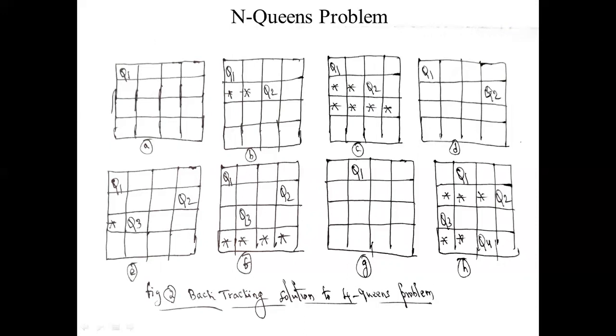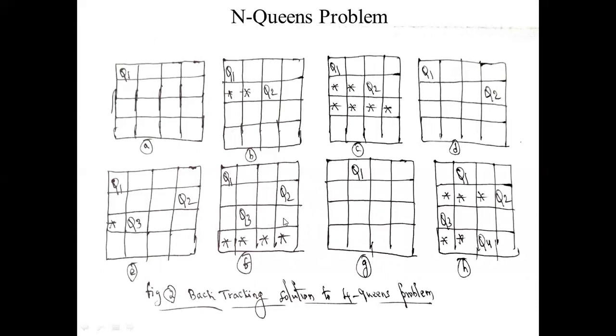Next column means Q2 must be placed in the second column. Now try to place the third queen. If you try to place it in the first column, both are attacking each other, so this is the safest place up to this moment. But while trying to place the fourth queen, if you try to place it here, Q1 and this queen are attacking each other. Here Q3 and this queen are attacking each other. Here Q3 and this queen are attacking each other. Here Q2 and this queen are attacking each other. No placement is possible. Then go to the previous queen and try to move this queen to here.